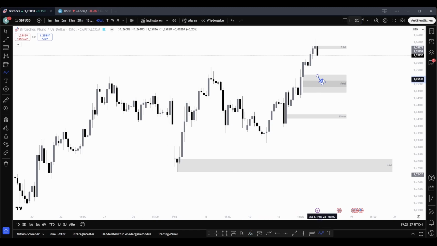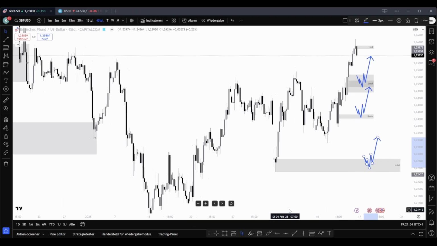I'll wait for price to come here and give me a smaller change of character, telling us there's a buy to go up. This is the same setup of waiting for a market structure shift within these demand zones like this before I get an opportunity to buy.